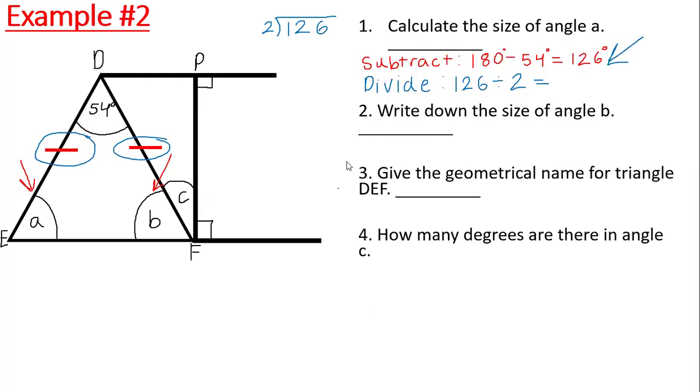How many times is 2 going into 12? 6 times. 2 times 6 is what? 12. 12 minus 12 is 0.